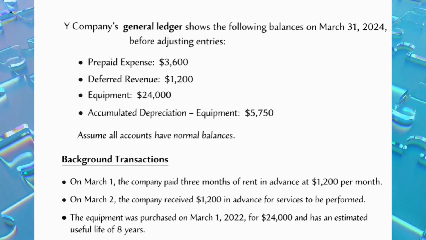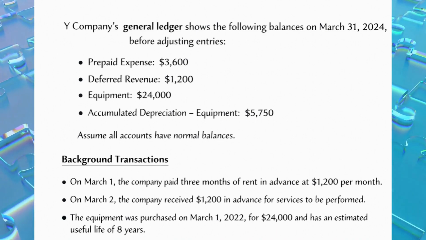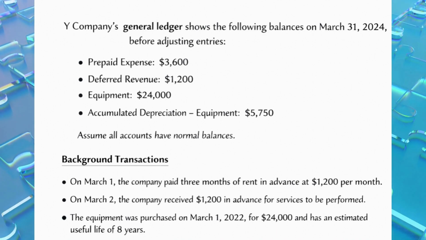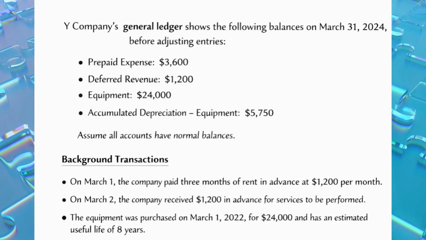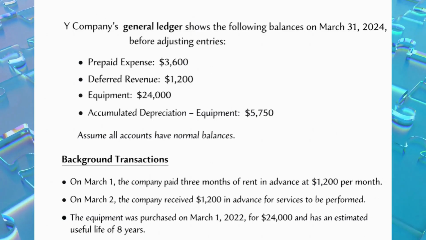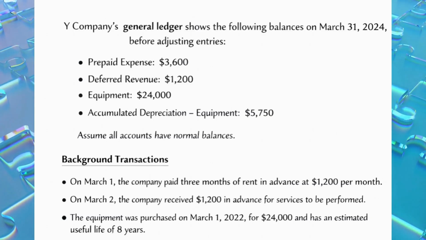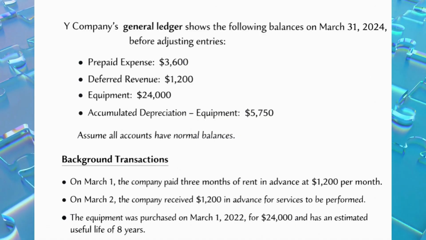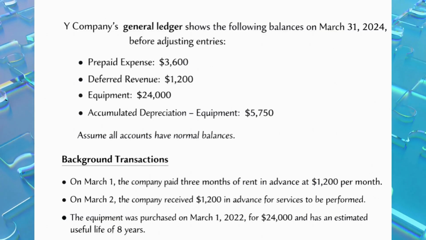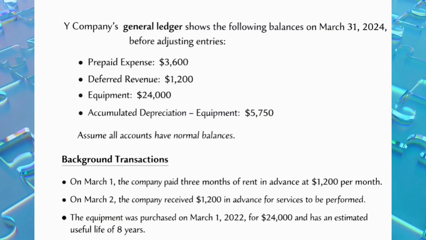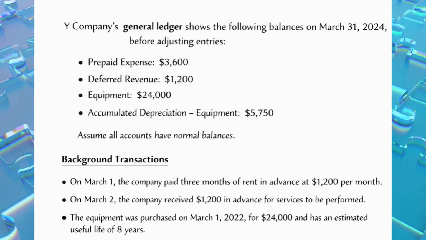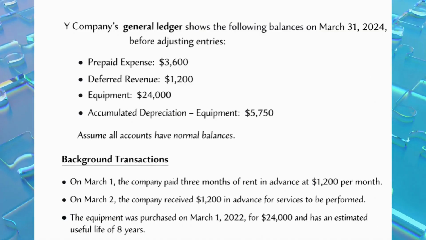Background transactions. On March 1st, the company paid 3 months of rent in advance at $1,200 per month. On March 2nd, the company received $1,200 in advance for services to be performed. The equipment was purchased on March 1st, 2022, for $24,000 and has an estimated useful life of 8 years.